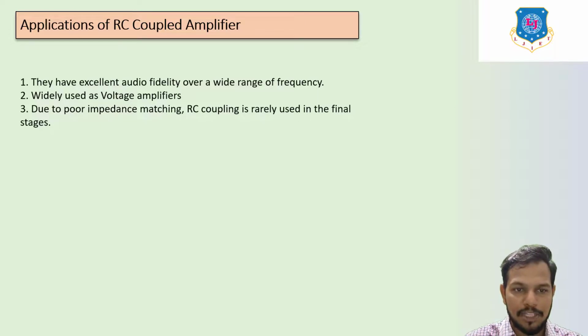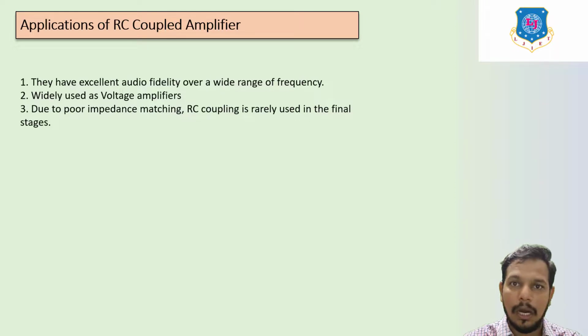Now, the applications of this RC coupling amplifier are: it is widely used as a voltage amplifier. Due to poor impedance matching, RC coupling is rarely used in final stages. They have excellent audio fidelity over a wide range of frequencies. So we are going to use this RC coupled amplifier in audio amplifiers in particular. So we have discussed the RC coupled amplifier.